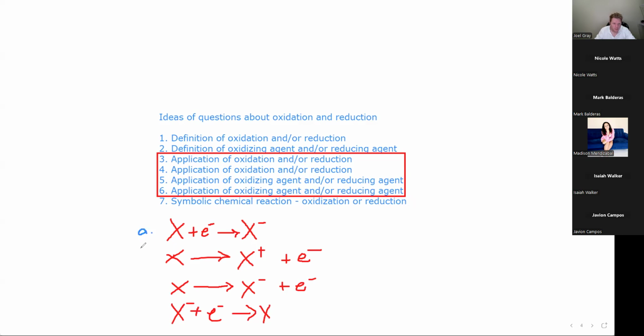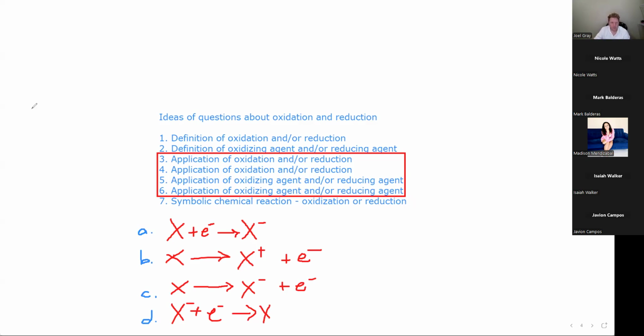So these would be answer options A, B, C, and D. So the question for this would be, which of the following answer options displays oxidation and accounts for all the different charges? Okay, so which of these displays oxidation?